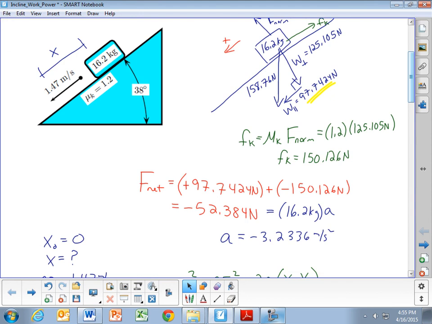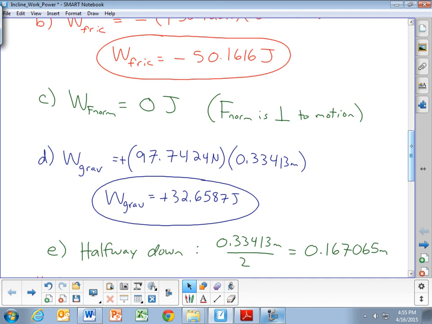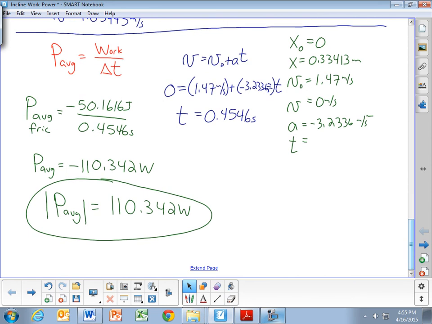If we wanted the average power due to the force of gravity, we would take the work done by the force of gravity, the 32.6587 joules, and we would use the same time, the 0.4546 seconds from beginning to end. So again, there's a lot of other things that could be asked about this, but this problem ties quite a few things together. It's a very good problem. It's one that you really need to make sure that you understand all of the key ideas for, because it really helps you understand how to use kinematics and work and energy and power and how to tie all of the things together.